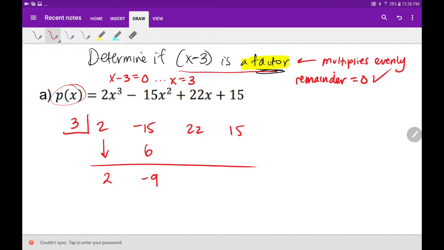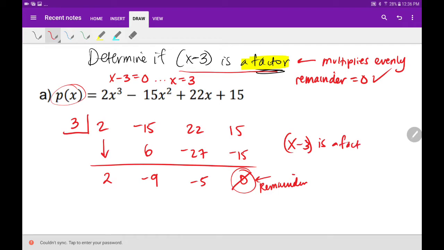Multiply negative 9 times 3 is negative 27. 22 minus 27 is negative 5. Negative 5 times 3 is negative 15. And then 15 minus 15 is 0. Remember, that's our remainder. We got a remainder of 0, meaning yes, x minus 3 is a factor.